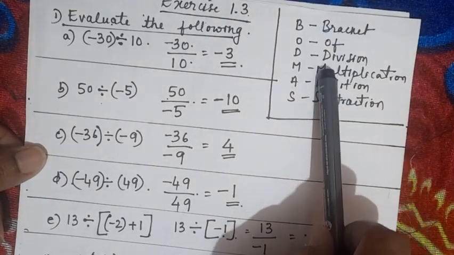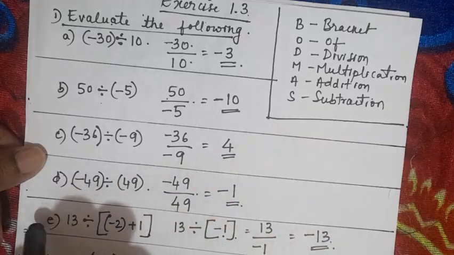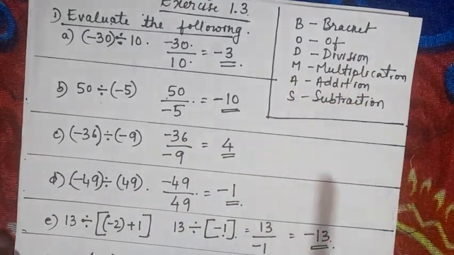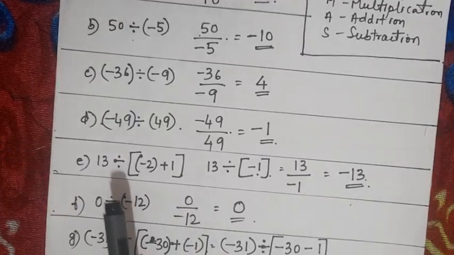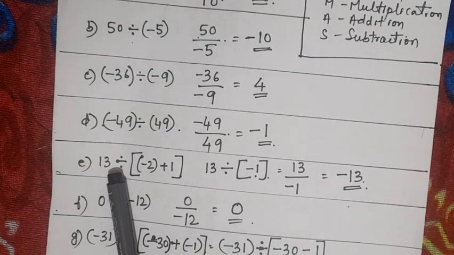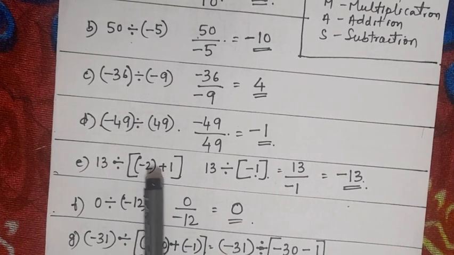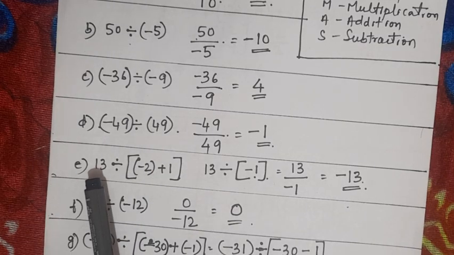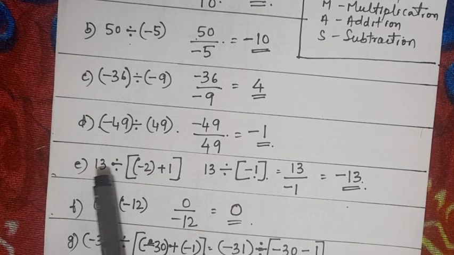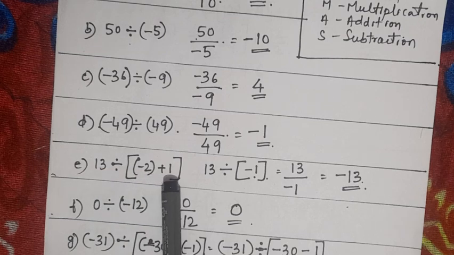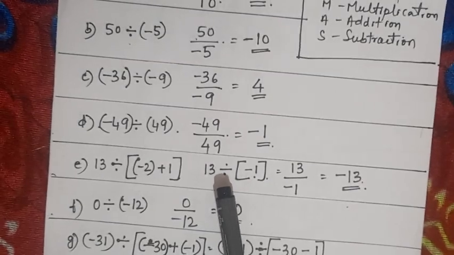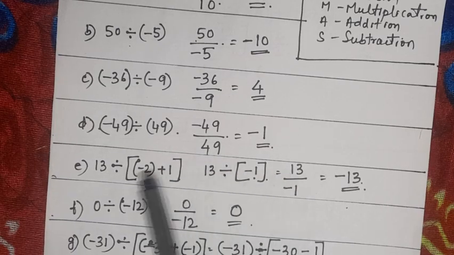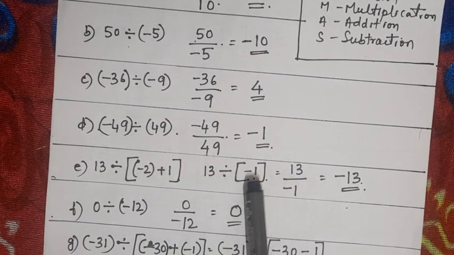According to this, we have to solve the bracket and division, whether it is multiplication, addition, or subtraction. So here we have division and subtraction. First you write down the question. 13 divided by bracket minus 2 plus 1. So here you write 13 divided by, first you solve this bracket. So minus 2 plus 1 is equal to minus 1.